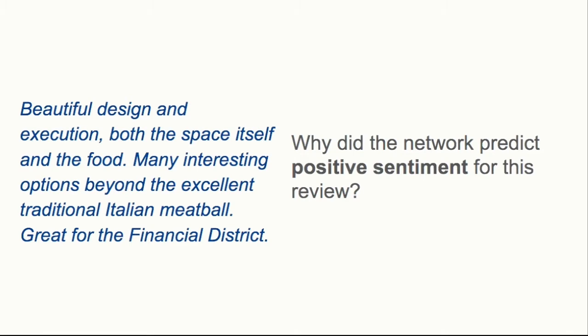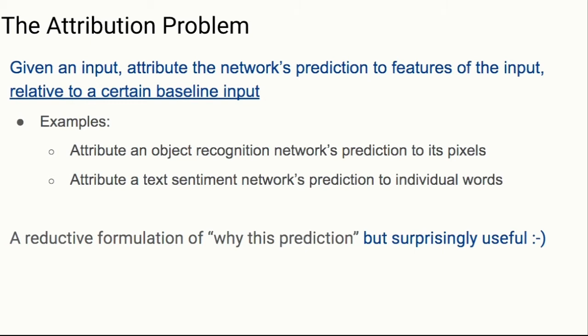So with that motivation, we formulated this question as the attribution problem. What we'd like to do is, given an input and a prediction, attribute this prediction to features of the input, which means we want to assign a certain score to every feature, in proportion to the feature's contribution to that prediction. So in an object detection network, we'd like to know which pixels contributed the most to that fireboat prediction. Or in a text network, which words were the most relevant.